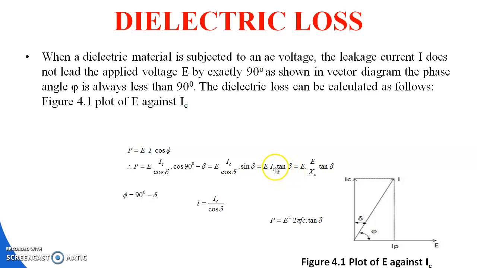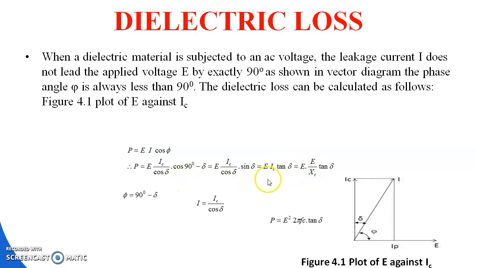So what is this IC? We know that E is the voltage across the capacitor, so E is equal to IC into XC. This is the formula, E is equal to IC into XC. What is XC? XC is nothing but the capacitive reactance, equal to 1 by 2 pi FC, and its unit is ohm. So XC is equal to 1 by 2 pi FC. So can I write like this here, IC is equal to E by XC.